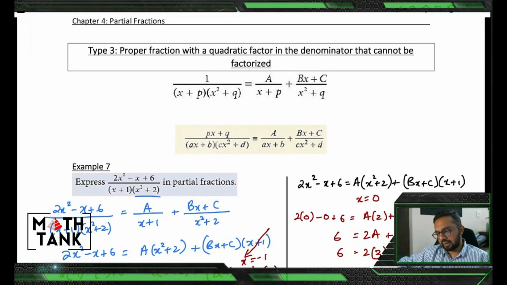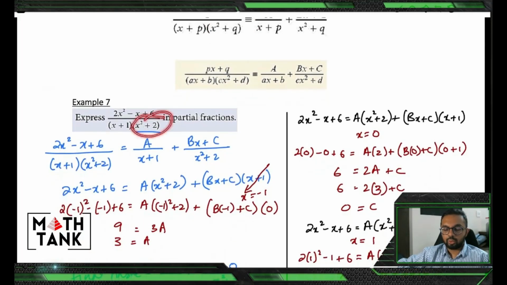Then there's a third case where you have a quadratic factor in the denominator that cannot be factorized. So you have x squared plus q or x squared plus 2 or whatever the question may be. You cannot factorize this. So remember that when you are putting out the numerator, if this denominator is quadratic, then there is a linear here. If this was cubic, there would be a quadratic here and so on, but that's rarely the case.